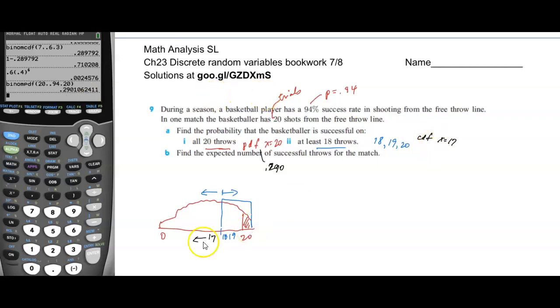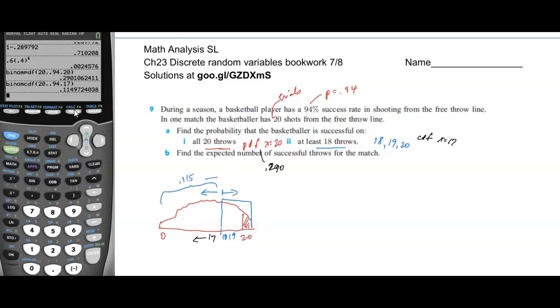So to do at least 18, what we're going to do is we're going to find the probability for 0 through 17, and we're going to subtract that from 1. So we're going to do CDF, and then we're going to do 20, 0.94, and we're going to do 17, and that gives us 0.115. So this region here, this left region here is 0.115.